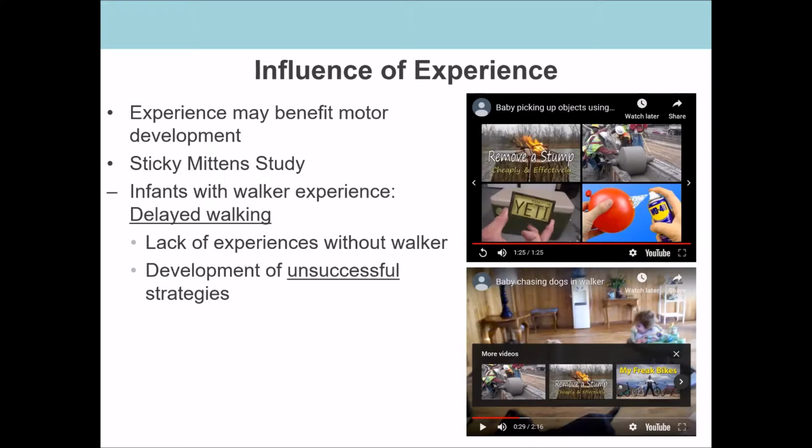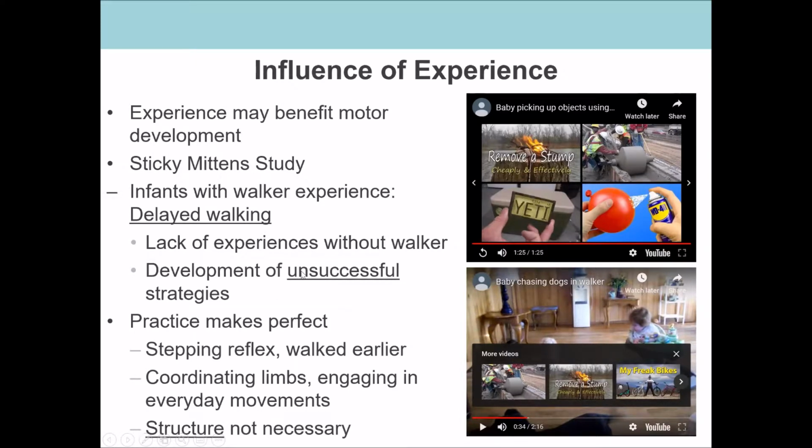And also, kids don't have practice moving from one texture to another, like going from carpet over to wood and picking up their leg and stepping over that threshold. They don't have that experience, and instead in a walker, they're just going to power through it. So it doesn't provide a naturalistic experience and can actually delay walking.